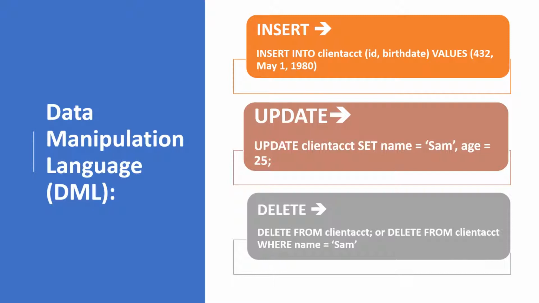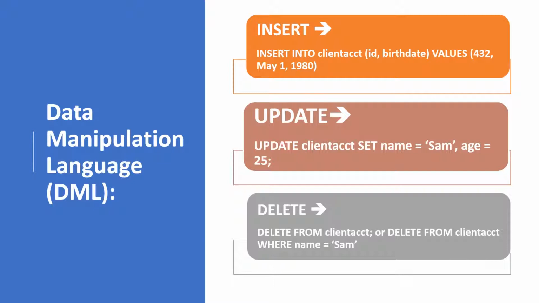For example, insert into table name, which is client account here, the desired values like ID and birth date in this case. Update specifies a table change. Using a set to designate columns and values, this will update every record. For example, update table name, which is client account, set the desired condition, for which we can use where and or to specify the change.